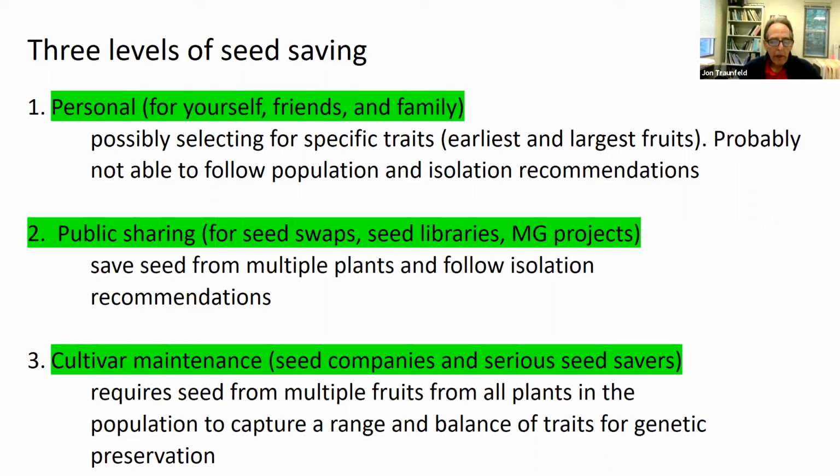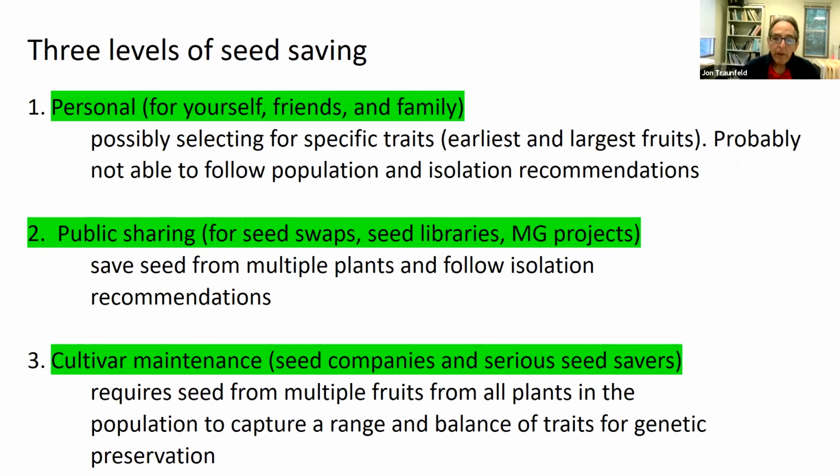And we're going to be talking about two key aspects of seed saving, which is the population, the number of individual plants that we need to save seeds successfully, and isolation recommendations. So how far apart do different cultivars need to be so that we avoid contamination from cross-pollination? Okay, so there's a personal level of seed saving where we're going to be a little less concerned about isolation and population. And we'll get into the details on this shortly.